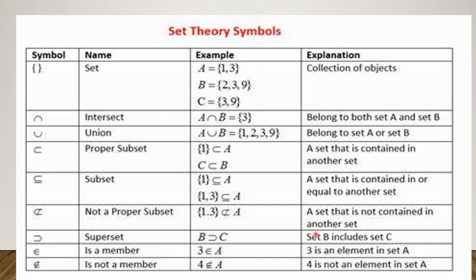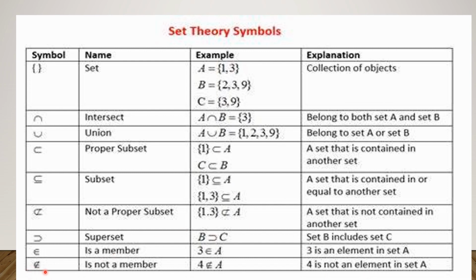When set B includes set C, it will be called a superset, which is represented by this symbol. Next one is a member, which also represents belongs to. For example, 3 belongs to A. From set A, we can see 3 belongs to set A.